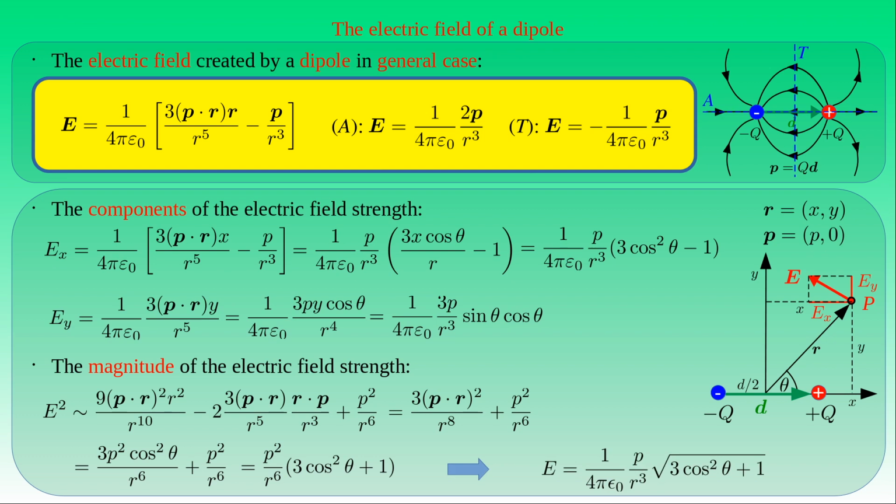The formula shows that the magnitude of the electric field strength is inversely proportional to the cube of the distance from the center of the dipole, and it has an angular dependence. For a given distance from the center, the magnitude of the electric field reaches its maximum in the equatorial plane and it has a minimum value on the axis of the dipole.